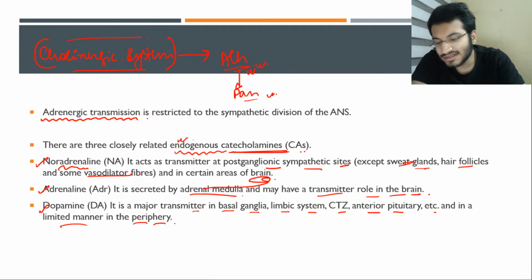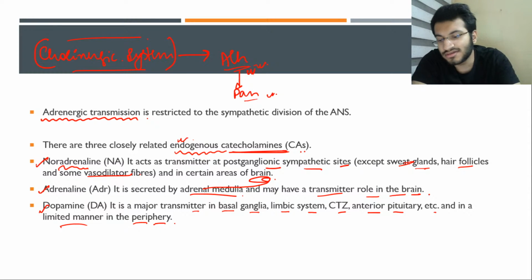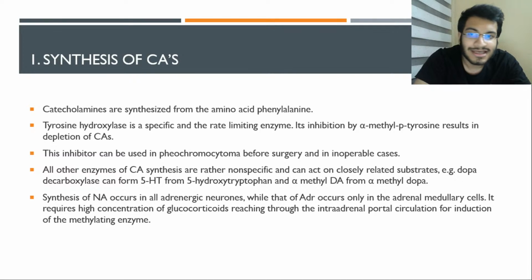Yeah, this we have discussed, that the three main catecholamines because of which there is the adrenergic transmission are noradrenaline, adrenaline and dopamine, right? Then how does synthesis happen? How are these catecholamines synthesized in our body?